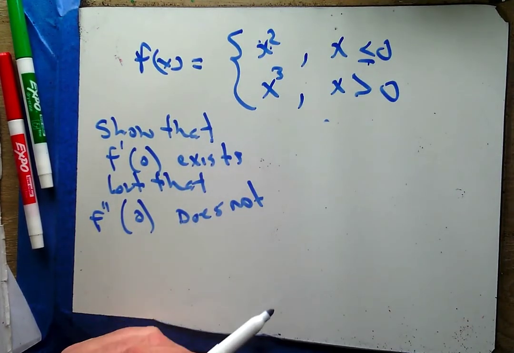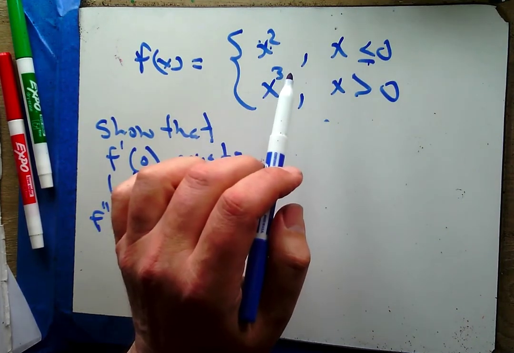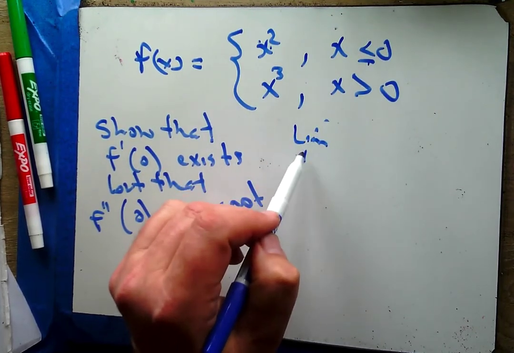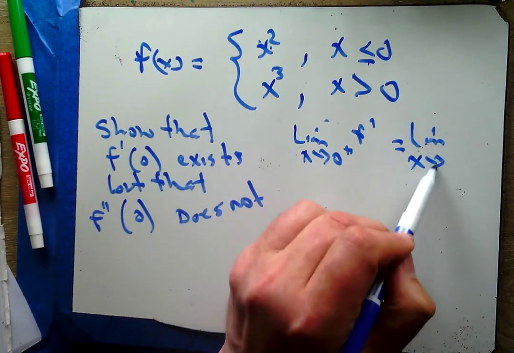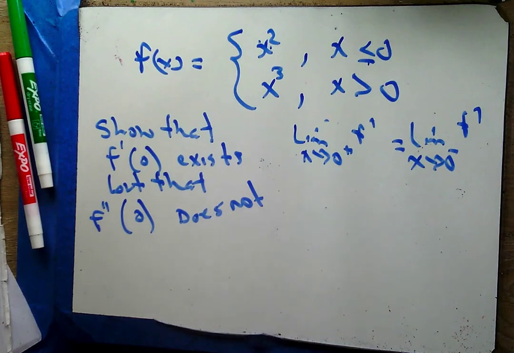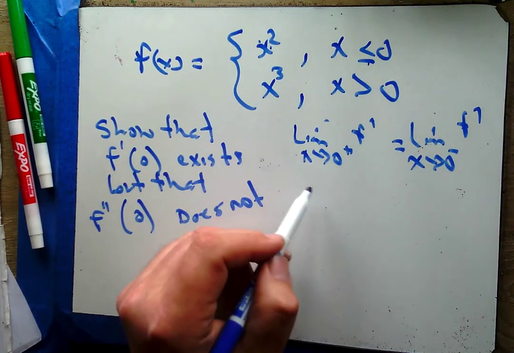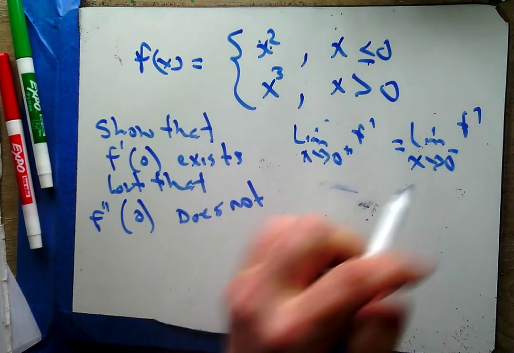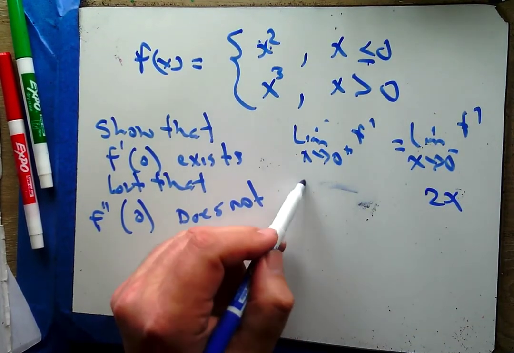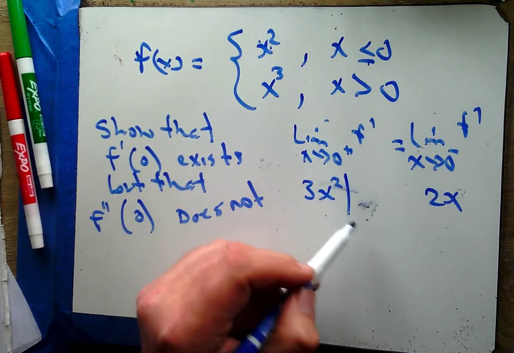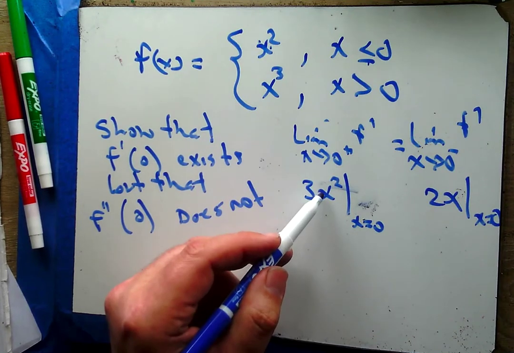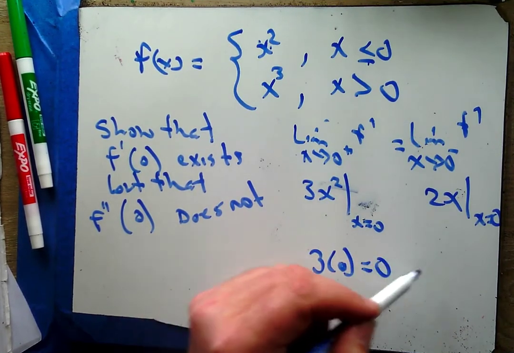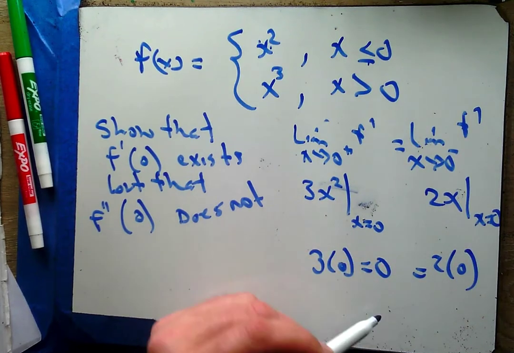Good. Well, what's the other requirement for differentiability? Well, the derivatives need to be equal. The limit as x approaches 0 from the positive side of f prime should equal the limit as x approaches 0 from the negative side of f prime. Okay, so the derivative on this side is 2x. Oops. The derivative on this side is 2x. The derivative on this side is 3x squared, but we want to evaluate these derivatives at x equals 0. And what do we get? Over here, we get 3 times 0, or 0, and over here we get 2 times 0, which is 0.